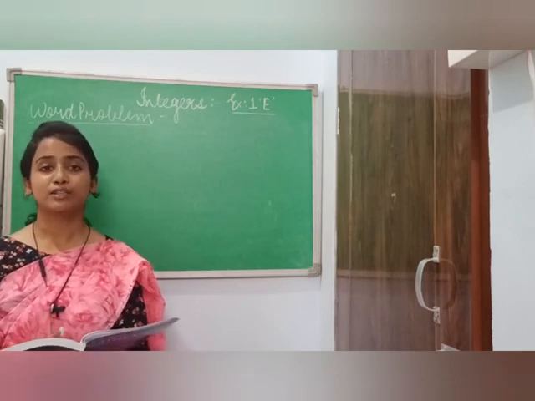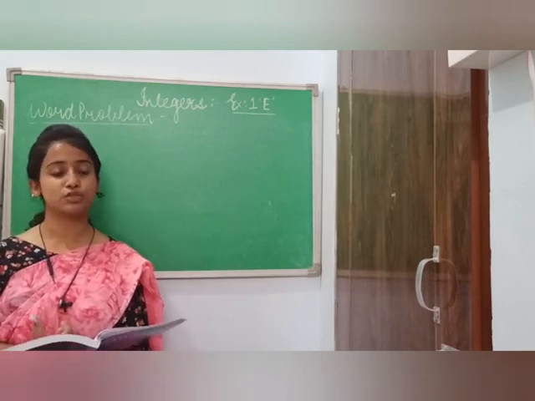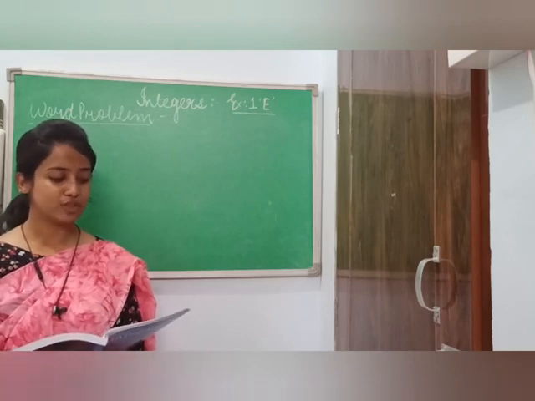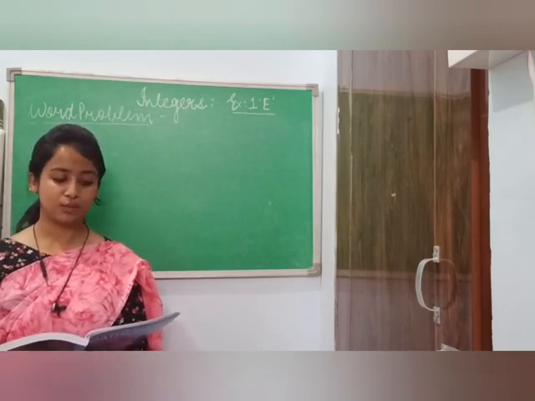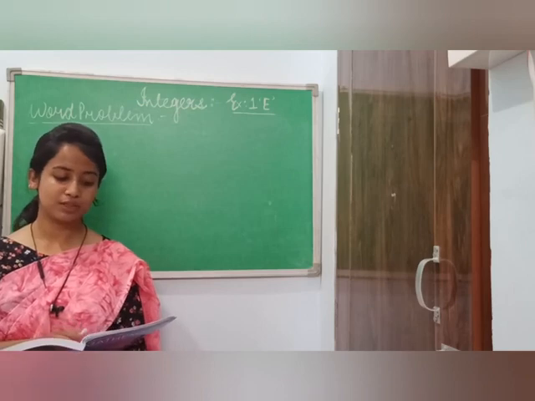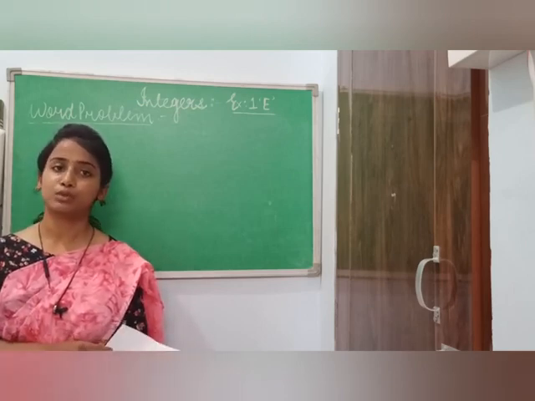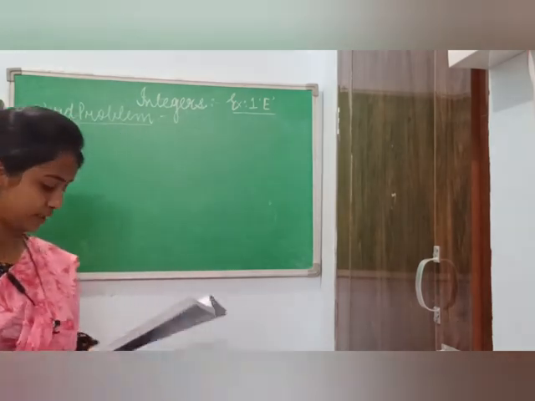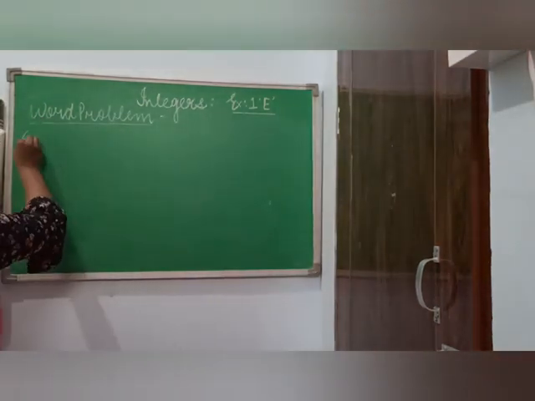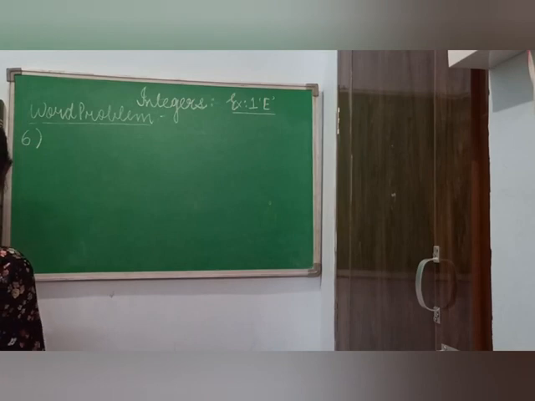That means we have to find the score of team X and also the score of team Y. Then after, what was the margin by which the victorious team won? That means we have to find out the margin between both the teams, between team X and team Y. So, question number 6.